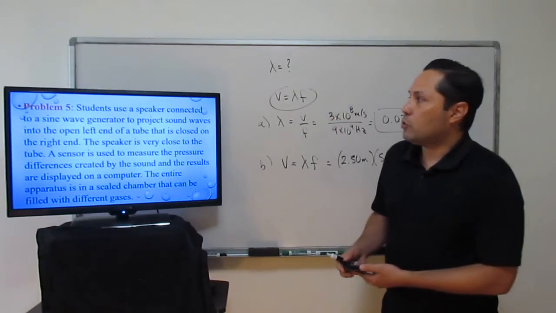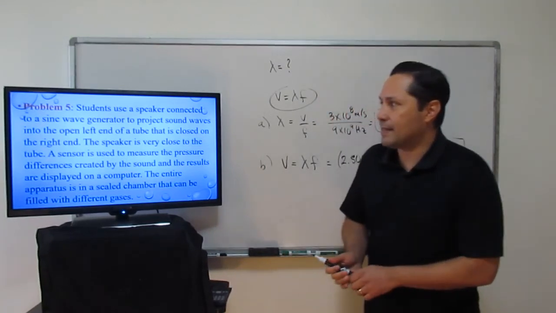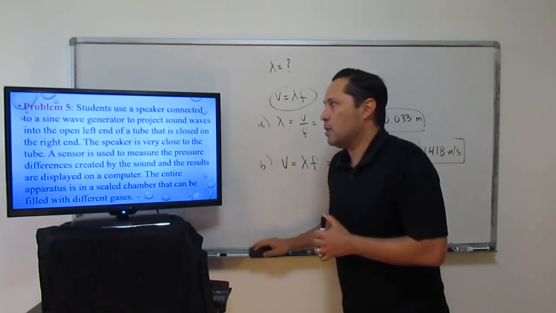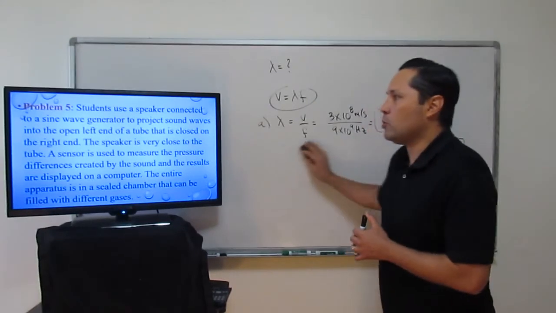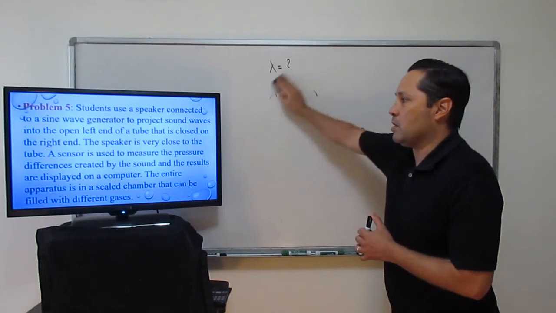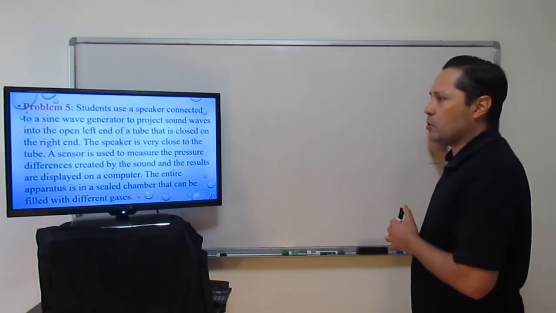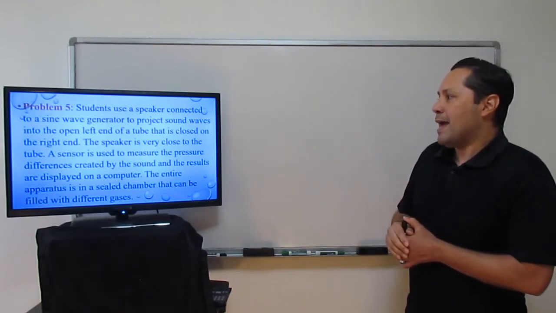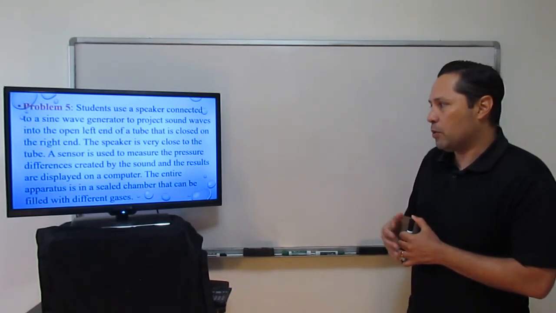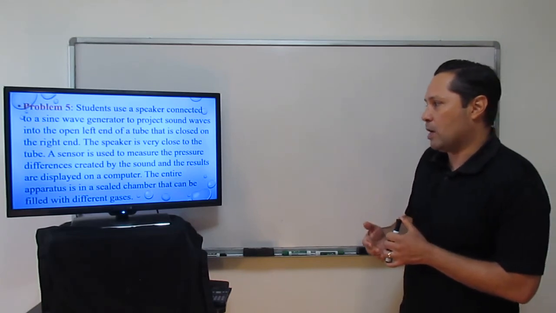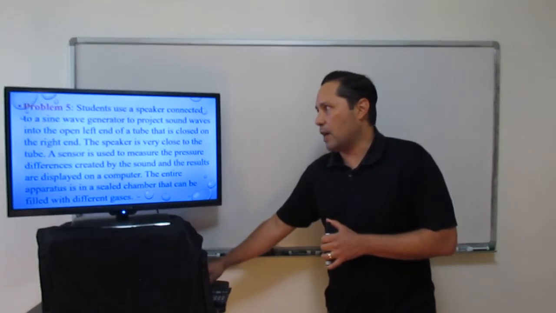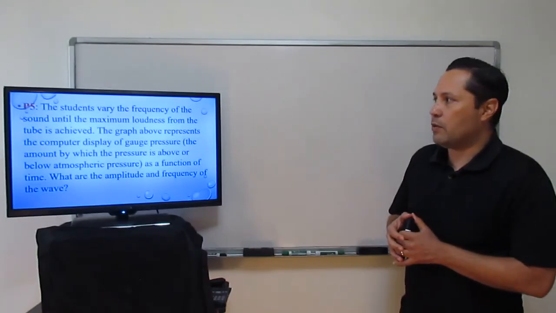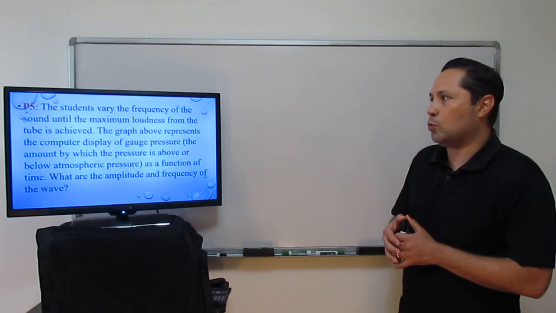It says, students use a speaker connected to a sine wave generator to project a sound wave into an open end of a tube that is closed on the right end. The speaker is very close to the tube. A sensor is used to measure the pressure differences created by the sound, and the results are displayed on a computer. The entire apparatus is in a sealed chamber that can be filled with different gases. The student varies the frequency of the sound unit until the maximum loudness from the tube is achieved.